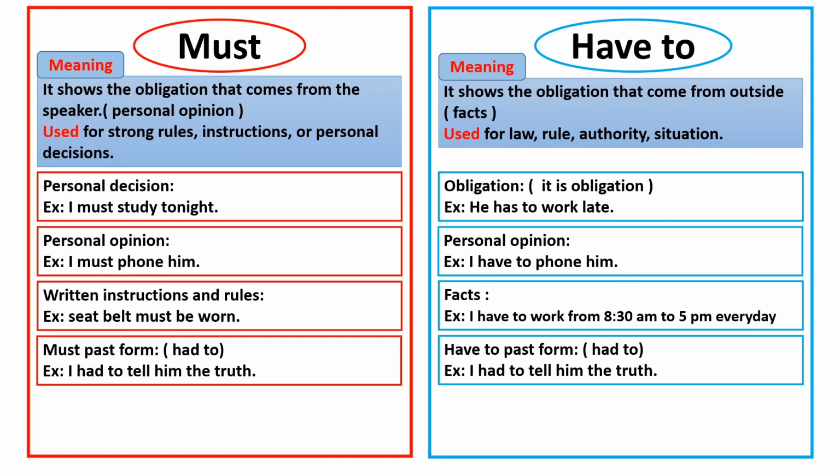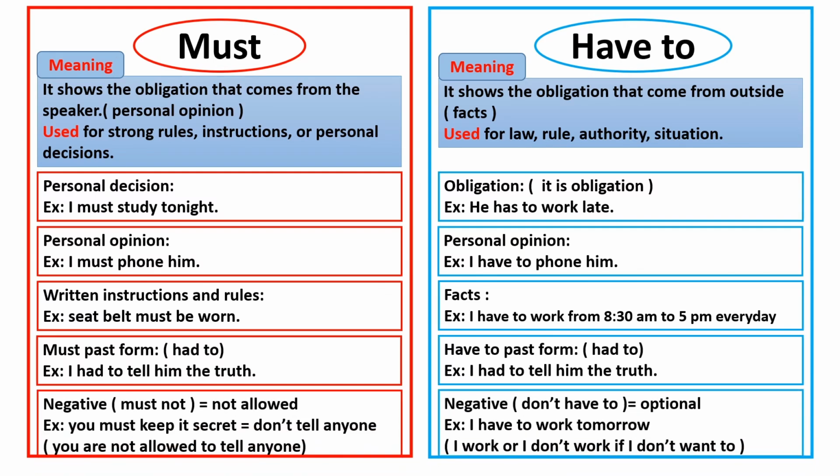The negative form of must is must not. Must not means someone is not allowed to do it. For example, you must keep it secret, don't tell anyone. So you're not allowed to tell anyone about the things that he said to you.